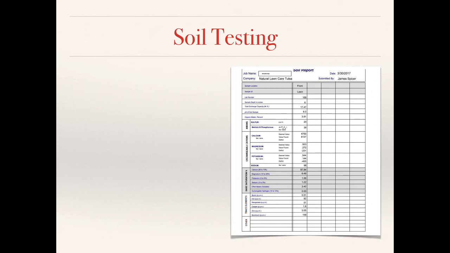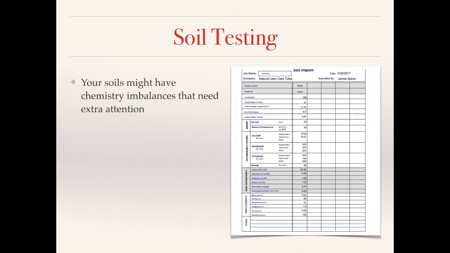We can reference Liebig's law of the minimum, which states it doesn't matter what your levels are of all the nutrients. If one is deficient, you'll be limited by that one deficiency. It doesn't matter if you have enough phosphorus, enough sulfur, enough calcium. If you don't have enough nitrogen, your plants are going to be limited in their growth. So your soils might have chemistry imbalances that need extra attention.